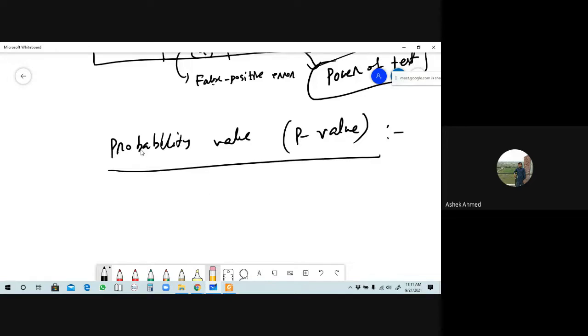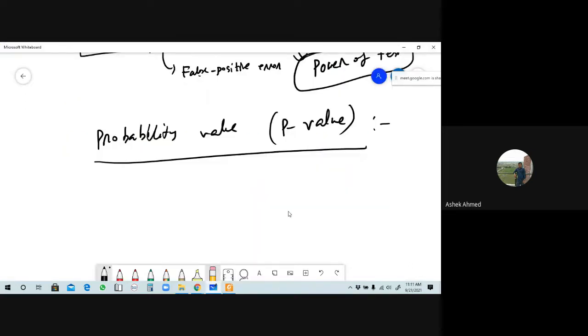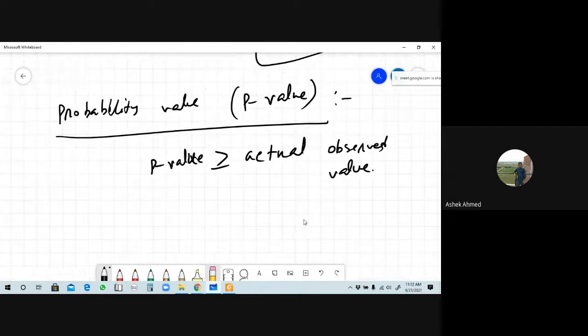Okay, so for finding the p value, in your question there will be given an actual observed value. So the probability value will be greater than or equal to the actual observed value. In summary, we can say that the p value will be greater than or equal to the actual observed value. Okay, you have to remember that.